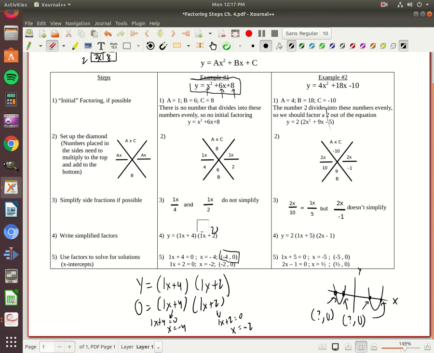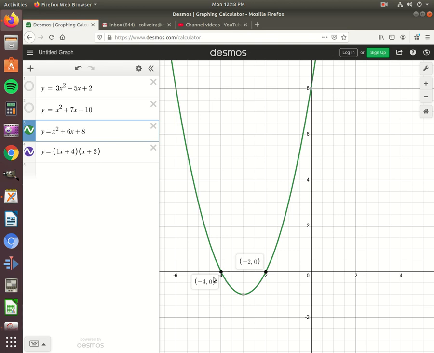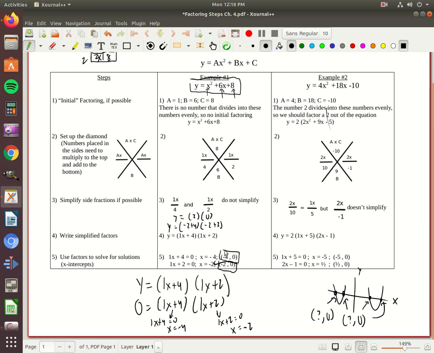Well, what if I go and I plug -2 in instead? Here I'll get -2 plus 4 times -2 plus 2. I'll get y equals 2 times 0. And guess what 2 times 0 is? It's also 0. So (-4, 0) and (-2, 0) must be my x-intercepts. Let's go look and see. Hey, look, (-4, 0) and (-2, 0). So that's what this last step entails.